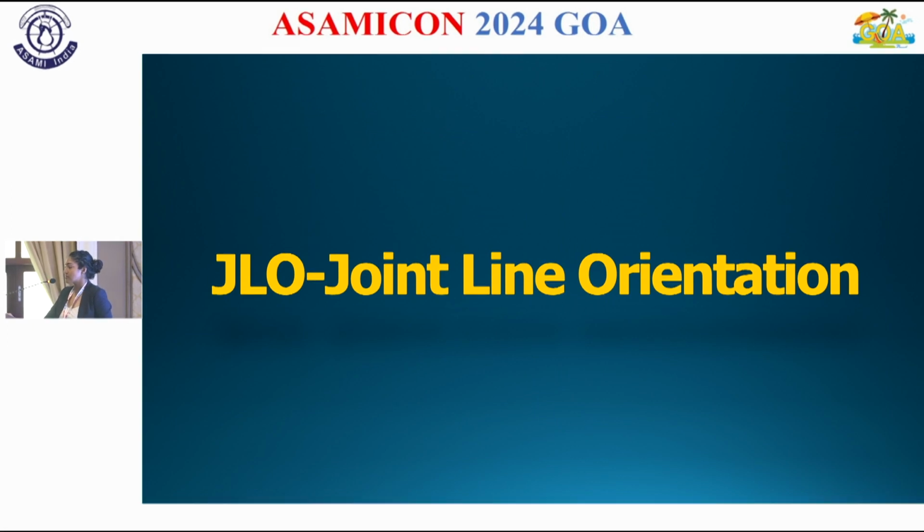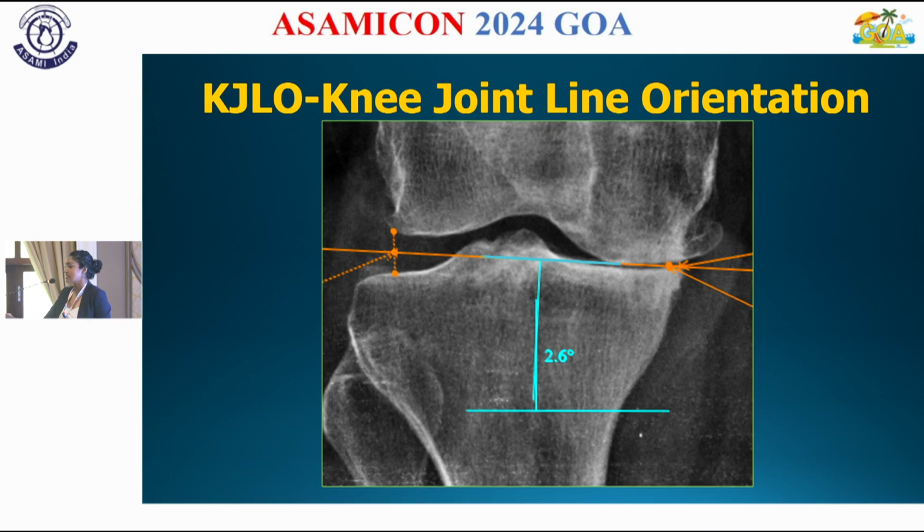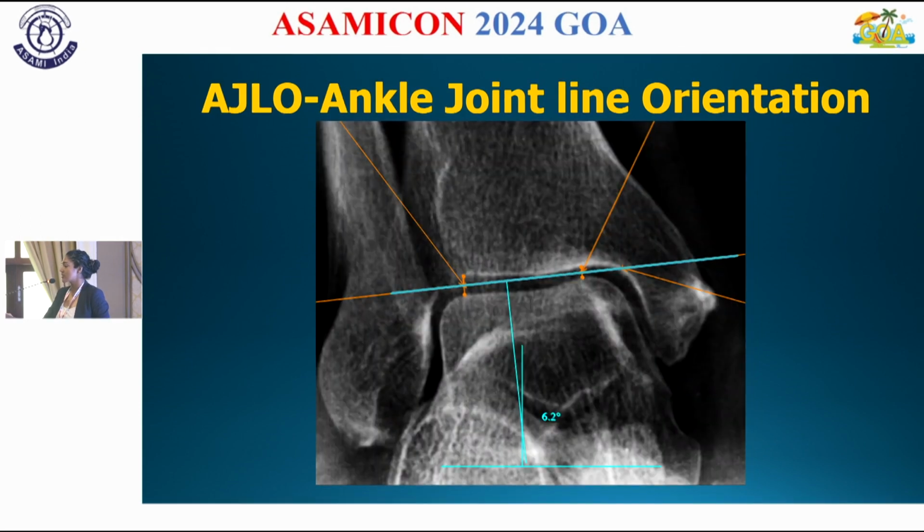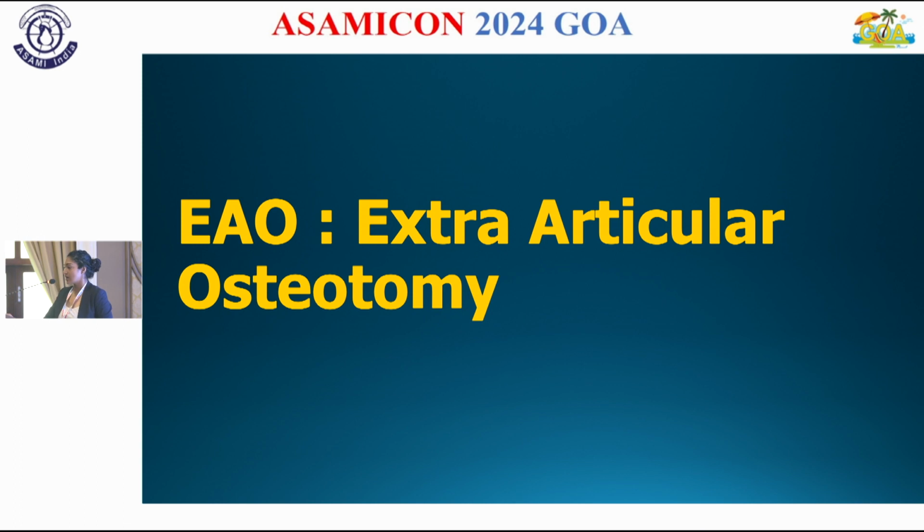And then we have something known as the joint line orientation, which is basically the knee joint line orientation, the angle made by the inclination of the knee joint with the ground. This is assuming to be the ground. And next is the ankle joint line orientation, AJLO, which is the angle made by the inclination of the ankle joint with that of the ground. Now, just a couple of terms. We'll be hearing them again and again.